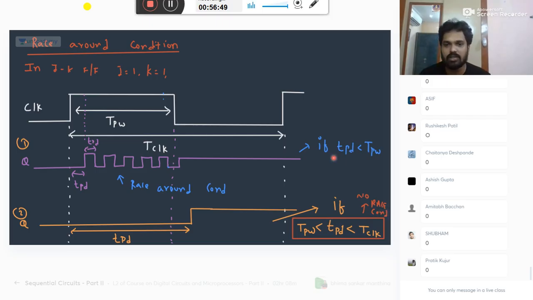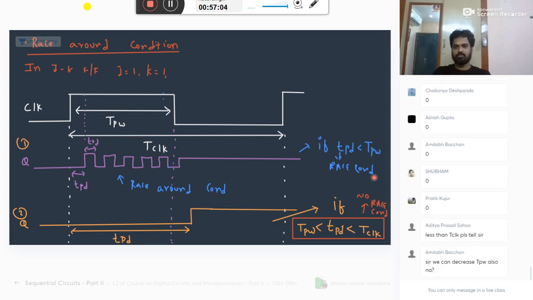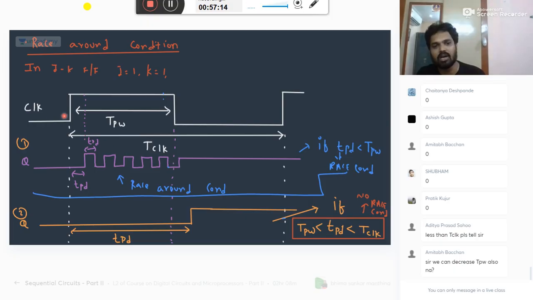But in this other case, you can say there is a race condition. Up to this clear? Now your problem got clarified. If it is not less than the time period of the clock, Aditya, what happens? This change will occur after so much time here. My input is applied in this clock. I expect my output in the same clock or next clock.